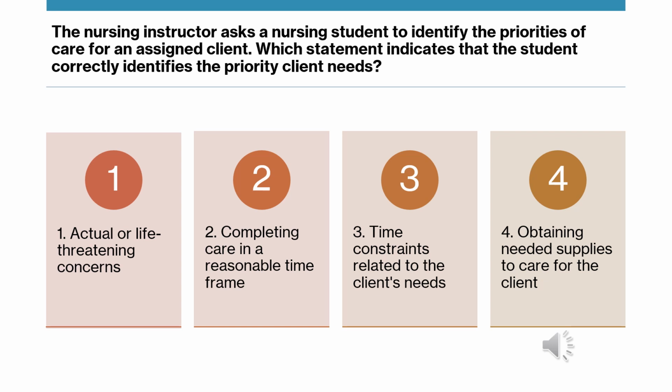So when we look at these options, actual or life-threatening concerns, that's going to be our priority, because that could potentially seriously harm our patient or even kill our patient if we don't tend to those needs first. Again, you want to make sure you go back and look at that video, because there's several things that I outlined for you on how to determine a client's priority needs.